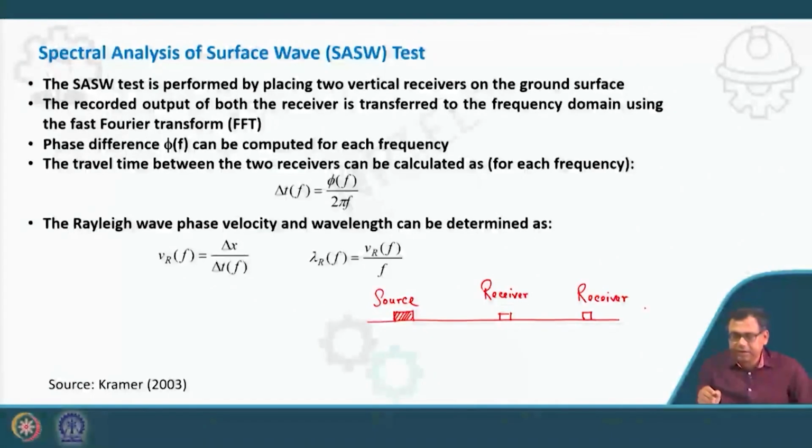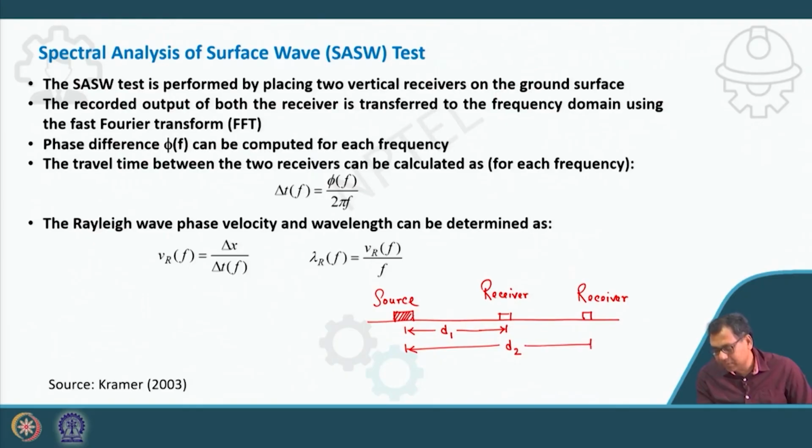Two vertical receivers are placed on the ground surface, and the distances of the receivers from the source are D1 and D2. The del x, the distance between the two receivers, will be D2 minus D1.